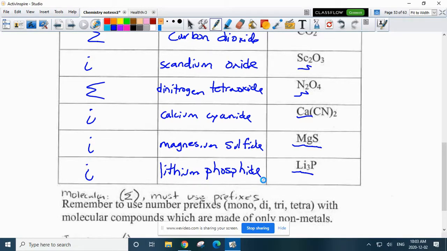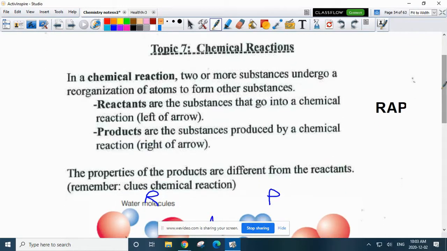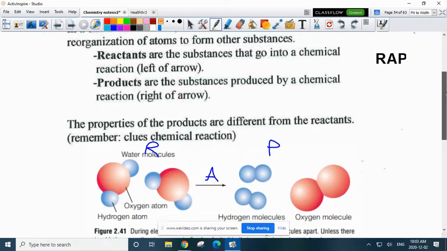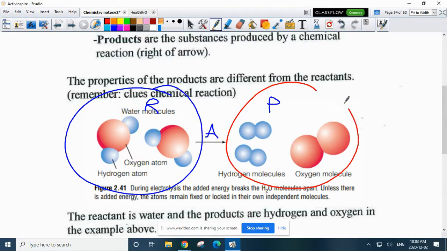All right, the last thing I need to show you is word equations. This case we've already done before. RAP, right? Reactants, arrow, products. Reactants are on the left, the arrow is in the middle, and the product is on the right side of the arrow. So here's my reactants, and on this side, there's my products. Reactant, arrow, product. I'm going through this pretty quick because we've already done this before.